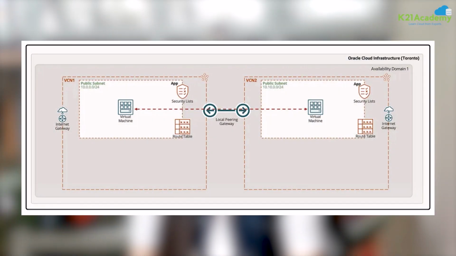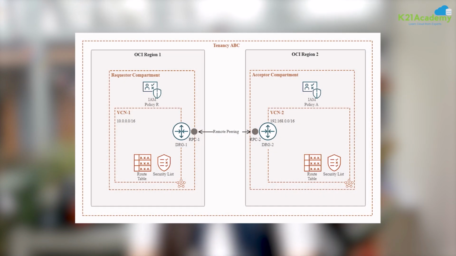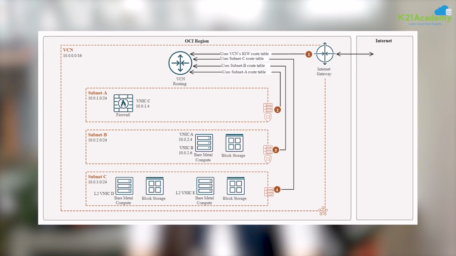In this video, you will learn how to create LPGs in both of your VCNs, learn how to link the LPGs to enable communication between VCNs, and configure route tables and security lists to ensure seamless communication. By the end of the video, you will have a comprehensive understanding of setting up and configuring LPGs in OCI.